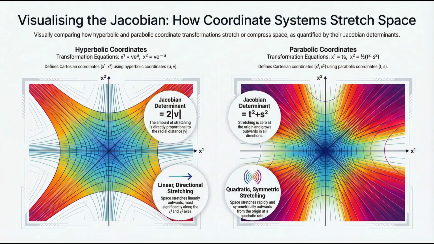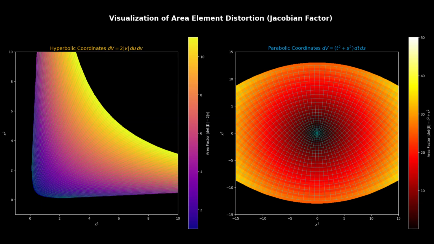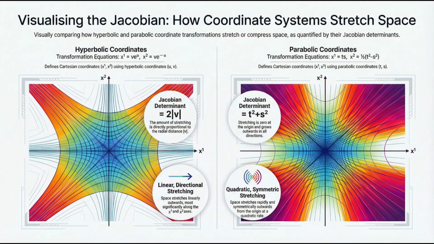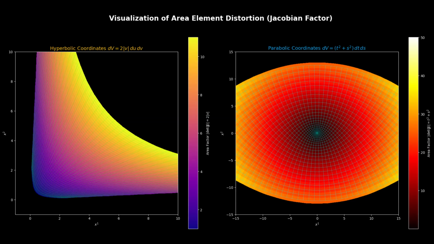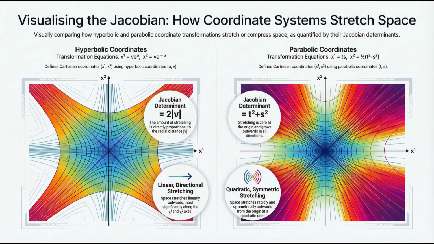Finally, let's switch gears to the parabolic system. Its Jacobian factor is t squared plus s squared, and that changes the whole game. Because you're adding squares, the stretching is basically 0 only at the dead center. From there, it just explodes outwards, quadratically in every single direction, creating this really symmetric pattern.